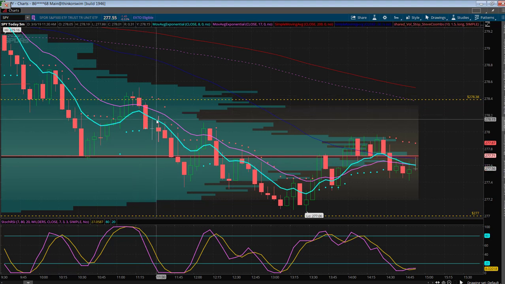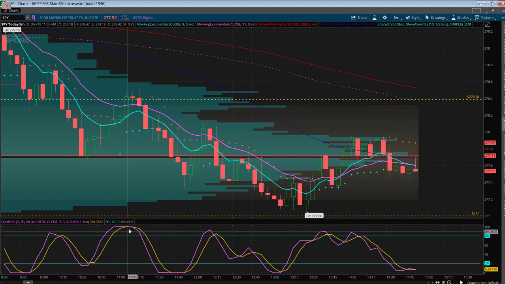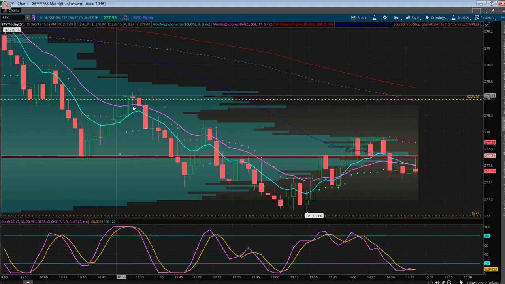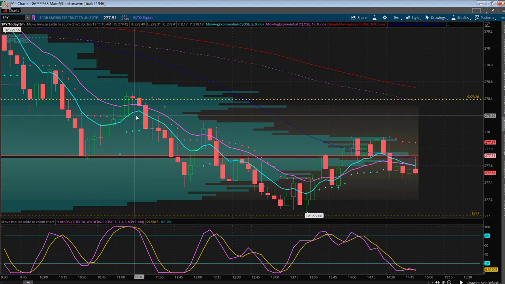We didn't get a change in the short-term trend. The 8 never got above the 17. Price got above it. Stochastic RSI got up there and said, watch out, watch out. We had an up move, doji, down move. 3 candles. Those are the only 3 candles I need to see.